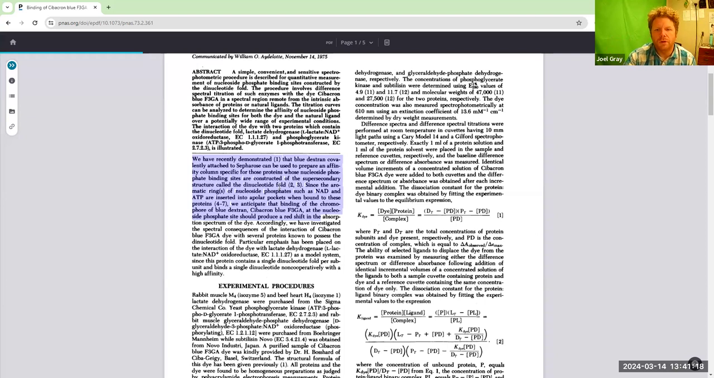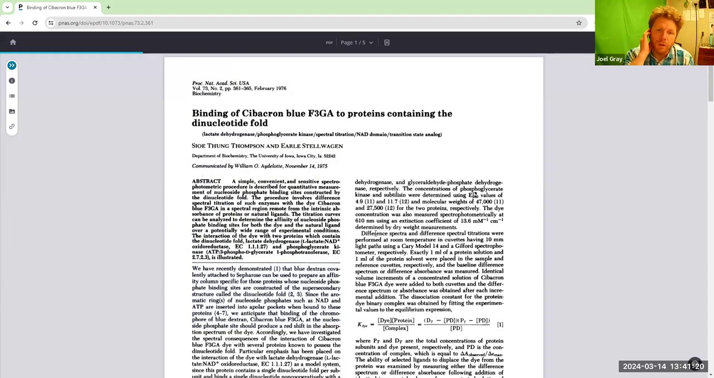Now, the important thing about this, what I really want you to understand, is that a protein with a nucleoside phosphate binding site can bind to Cibacron blue. So another way to think about that is if a protein binds to a nucleotide, it can also bind to Cibacron blue. So let's think about proteins that bind to nucleotides.